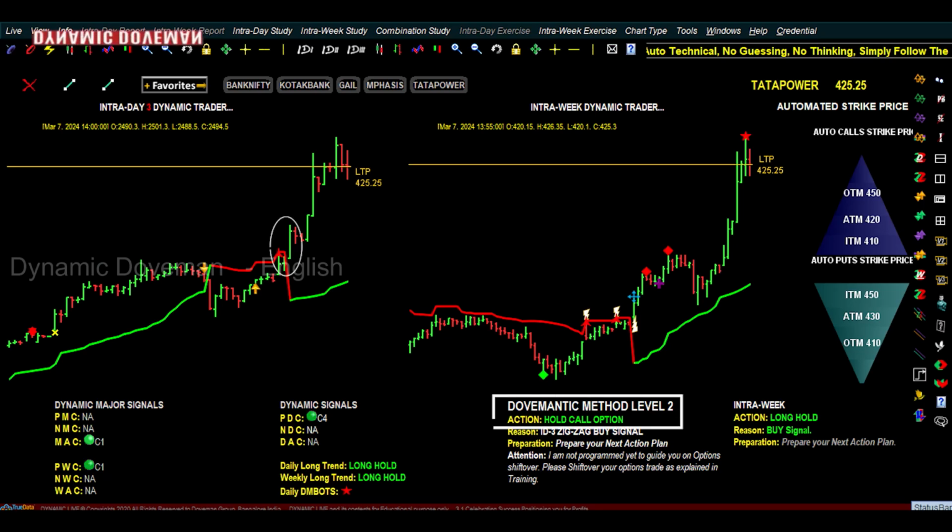So on 7th March at around 10:30 in the morning, in the Daumantic method action information, it was very clearly written as buy call option now. When it said buy call option now, obviously we go check the 10 points instruction. As per that, yes, this was a trade that we were supposed to do. So we did this trade.